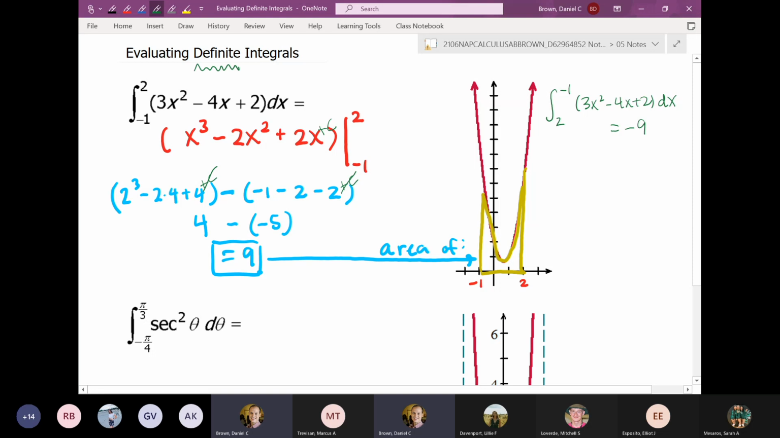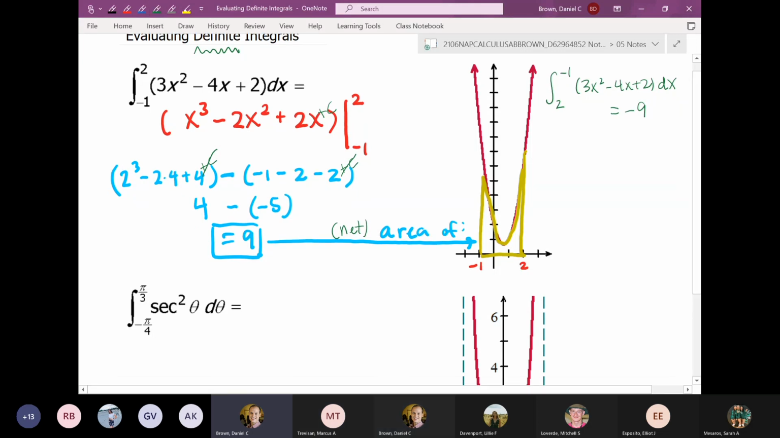Marcus, you have your hand up. What's up? Yeah, when you find that, is it the absolute area or is that just like the net area? It is still the net area. For this one, it is the actual area because the entire graph is above the x-axis. So we didn't have to worry about any negative area taking away from the positive area. So go ahead and try the second one for me.